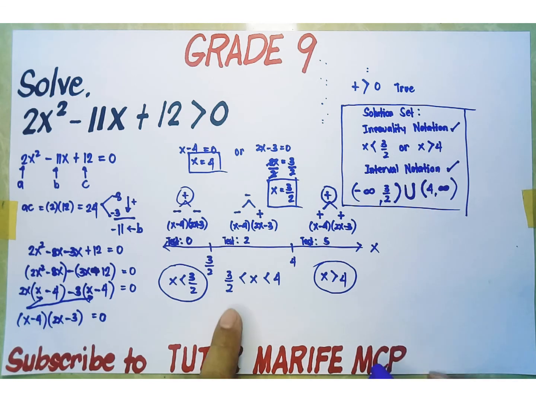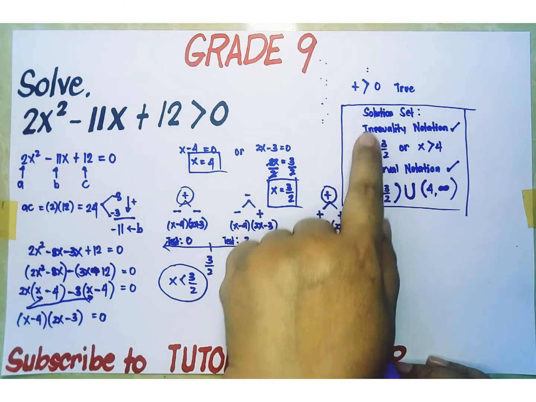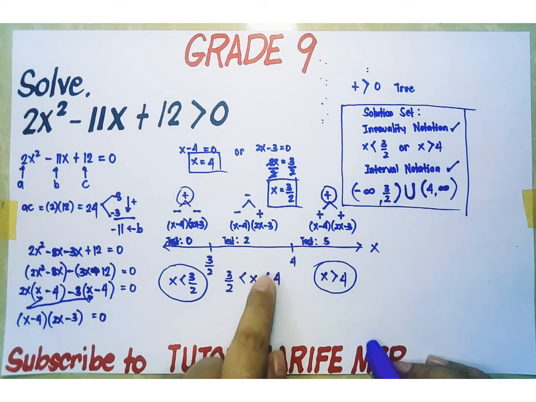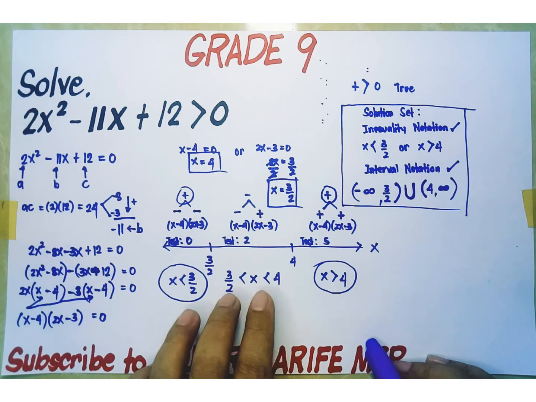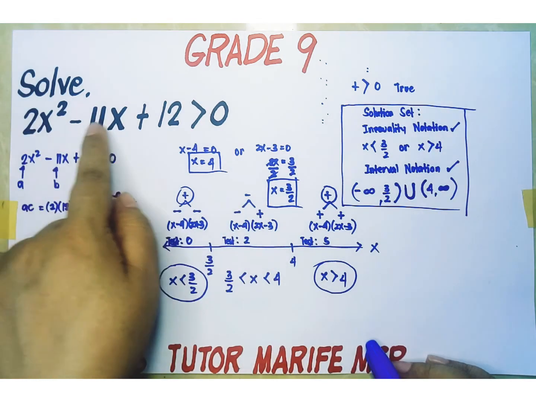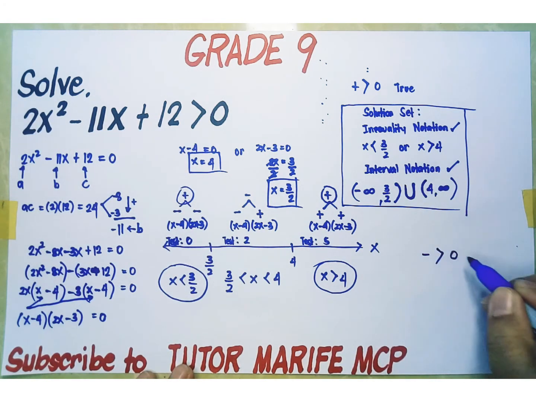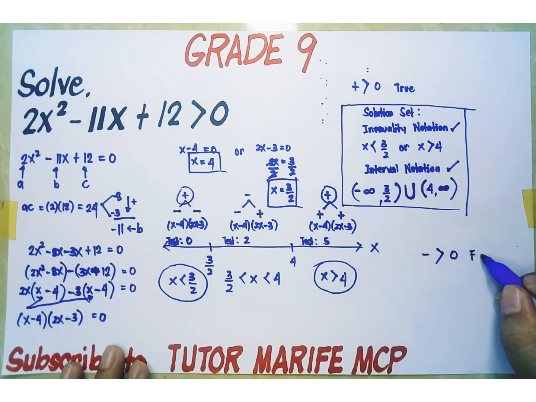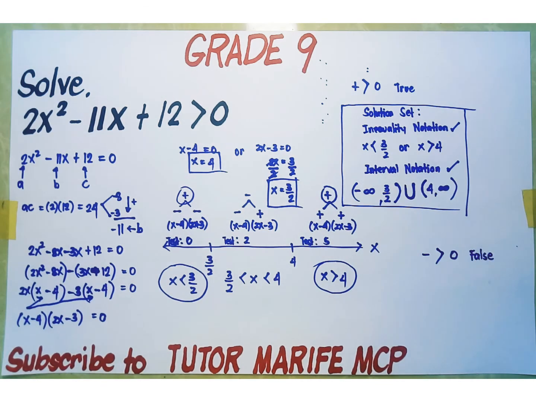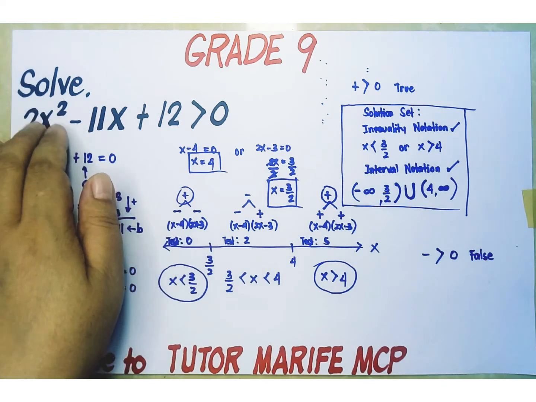Okay? So notice that this interval, the middle interval, is actually not part of the solution set. It's excluded from the solution set because all the real numbers that fall within this interval would result to a negative value on the left side. And negative greater than 0 is never true. It's a false statement. That's why this is not a solution of the given inequality.